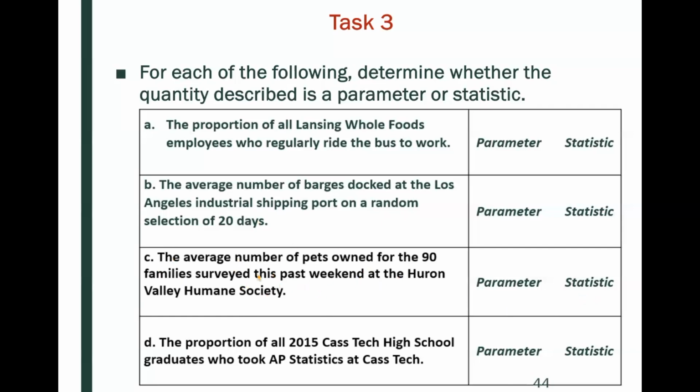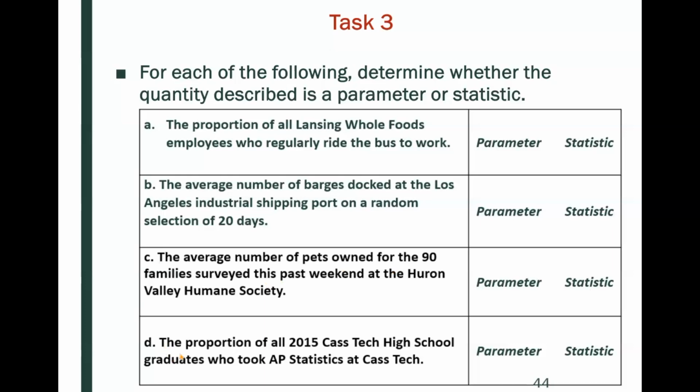We're dealing with a sample of 90 families that are surveyed. So in this past weekend, that jumps out as a subset of a population, in other words, a sample. So here the C would be a statistic.